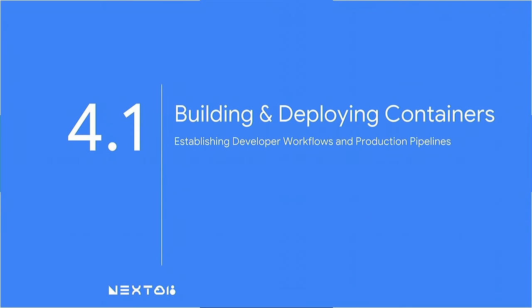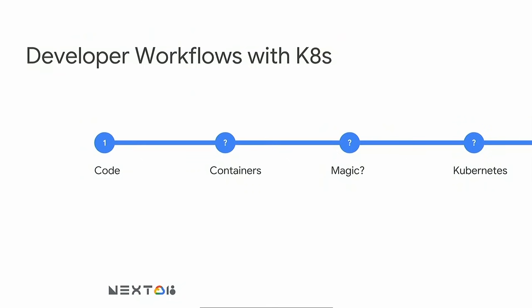So let's start with building and deploying containers. When it comes to this space, there are two key areas we want to consider. One is enabling developers, and two is automating deployment pipelines into environments like staging or production. And both are important. But let's start with the developers.